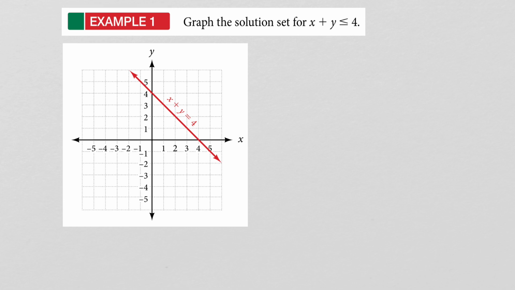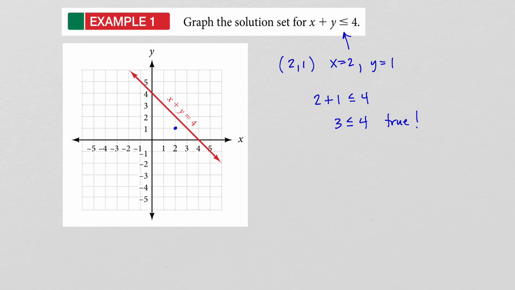Just as an example, the point (2, 1) satisfies this inequality because if x equals 2 and y equals 1, if you plug those in, you get 2 plus 1 is less than or equal to 4, which says 3 is less than or equal to 4, and this is a true statement. Now, the point (2, 1) is right here. I want you to notice that the point (2, 1) is not on the line x plus y is equal to 4.